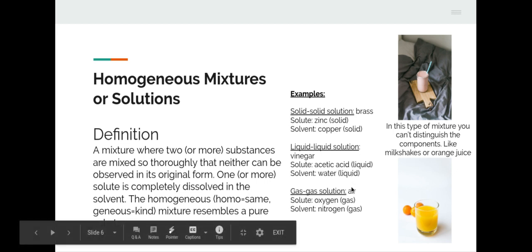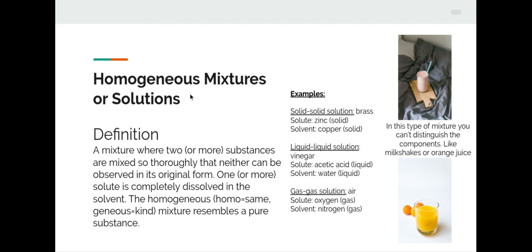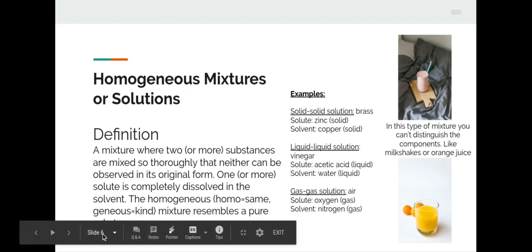And then gas and gas when they mix together. So air. Everyone always thinks it's oxygen, but for the most part, it's mostly made up of nitrogen. I forget exactly what it is, 71% or something like that, but mostly nitrogen, and then oxygen is mixed in there. So the solvent's nitrogen, and the solute in this case is oxygen because there's more. Usually, remember, it's the bigger one is usually the solvent. So that's air. So gas, gas, liquid, liquid, solid, solid, and they're all mixtures or solutions.